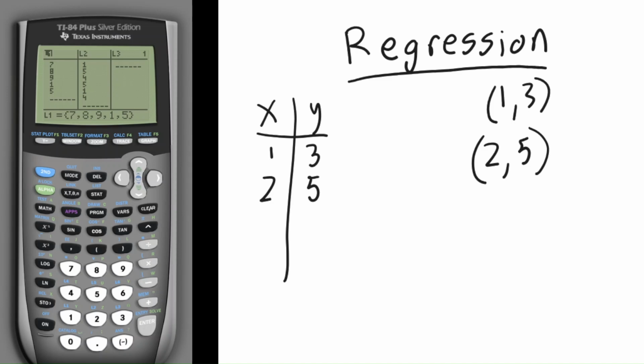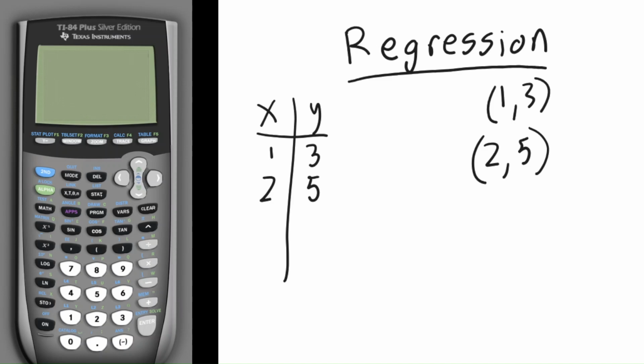So if I hit clear, don't hit delete by the way, and enter, then it clears it out. Now I just go over to L2, hit clear and enter, and I'm ready to go. So I'll go back here to 1, 2, and then 3, 5. And from there it's the same.